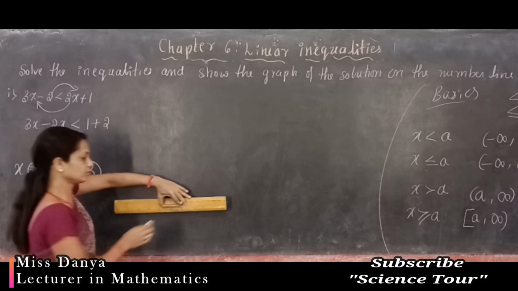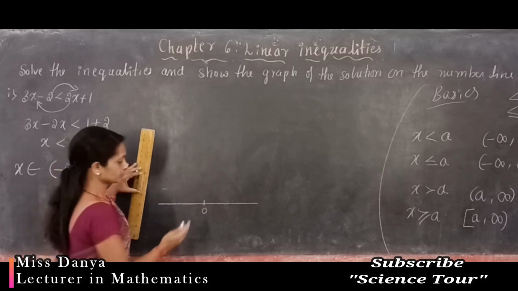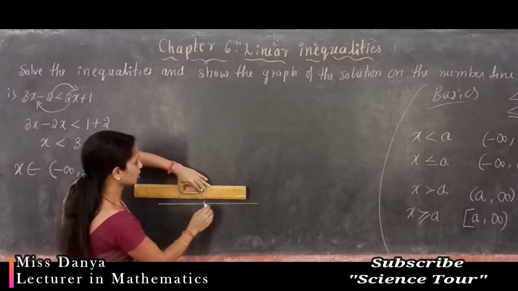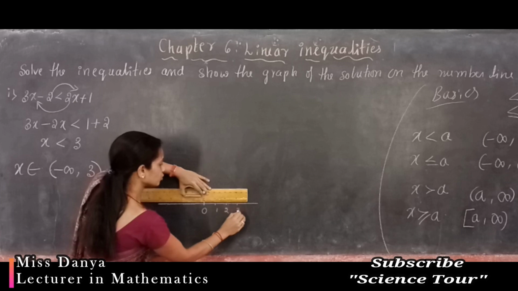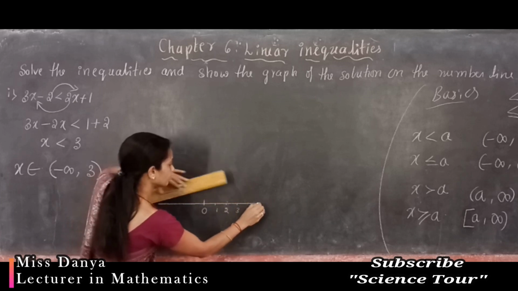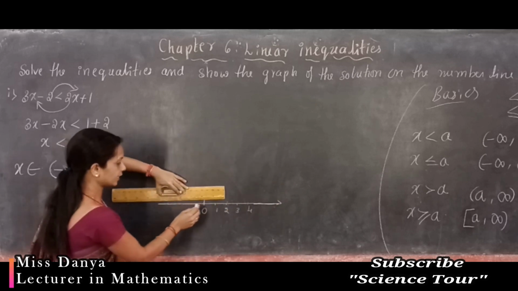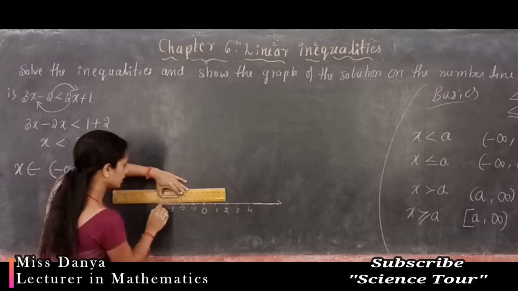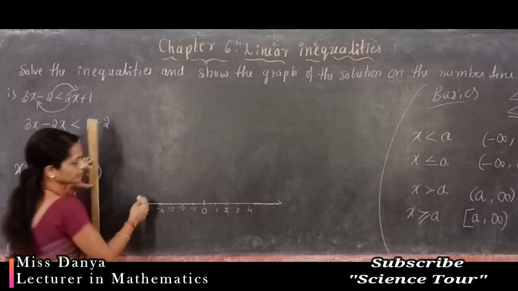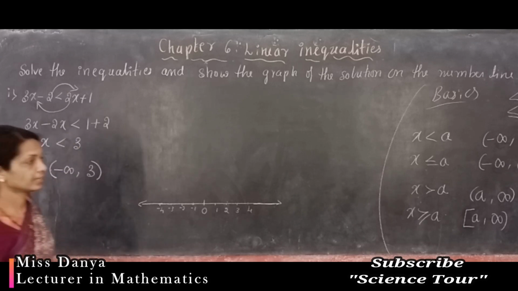So draw one number line. Okay, number line, and you know that in the middle of the number line you have 0, and to the right side you have positive numbers. So mark positive numbers 1, 2, 3, 4 etc. on the positive side of the number line. And on the negative side, which means the left side of 0, mark minus 1, minus 2, minus 3, minus 4, like that.